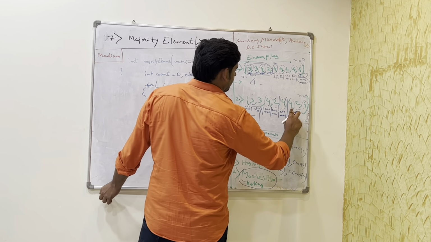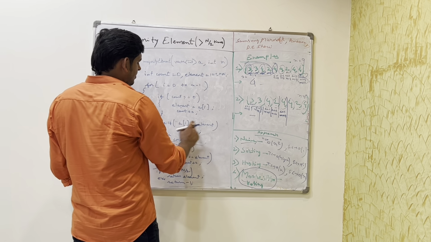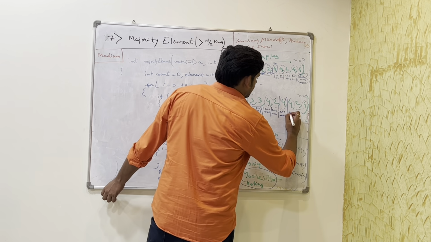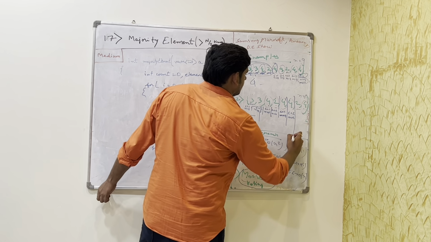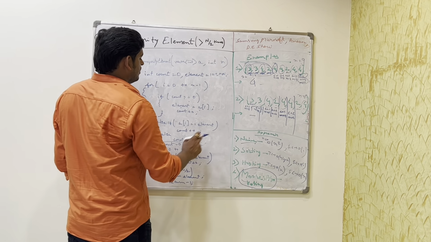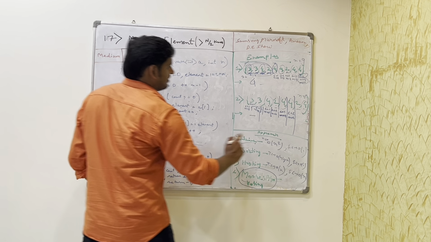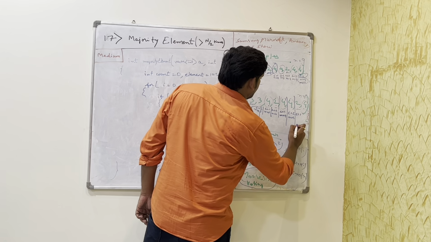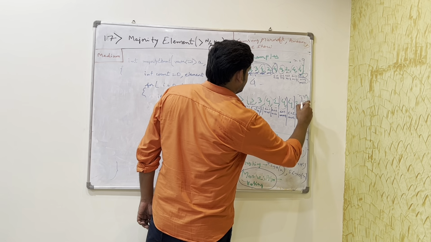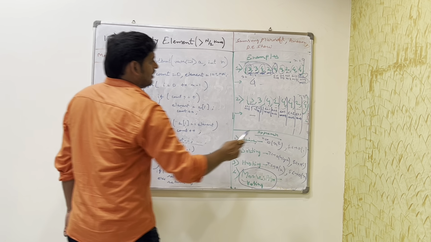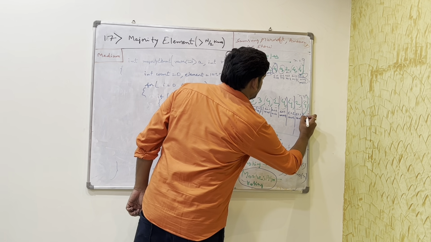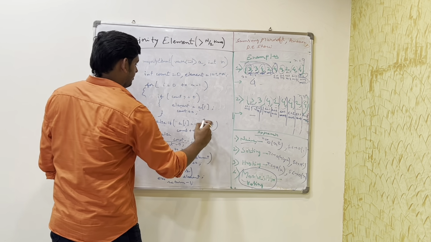Here again 4 comes, count is not 0 now, count is 1. A[i] is equal to 4, which is equal to 4, so count will increase. Count becomes 2, majority element is 4. Again now 2 comes, count is not 0, 2 is not equal to 4, so count would be decreased. So count becomes 1. Majority element is 4 again. And again 4 comes, so count becomes 2 and majority element is 4.